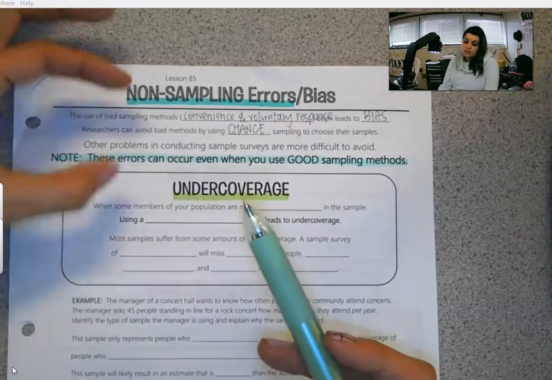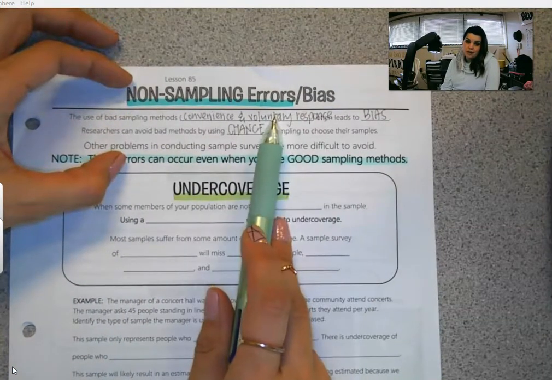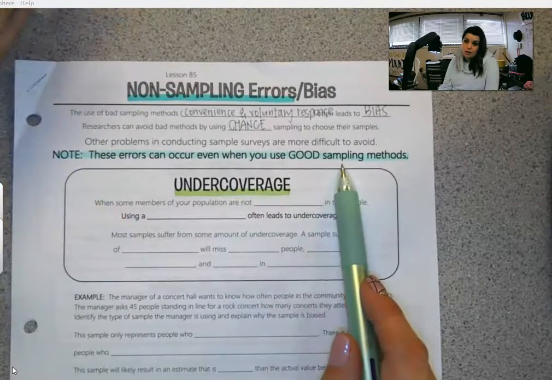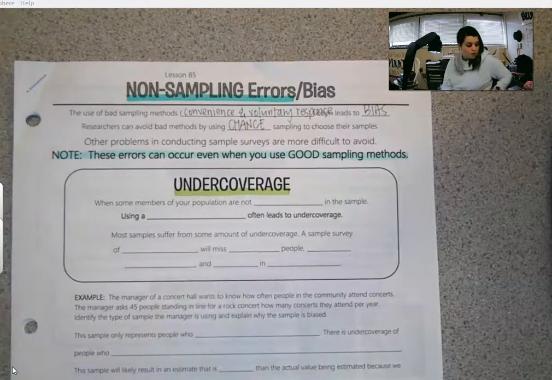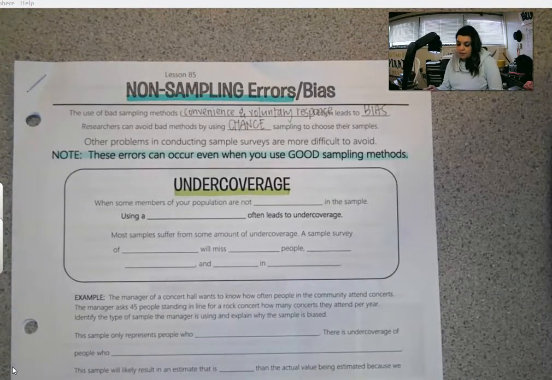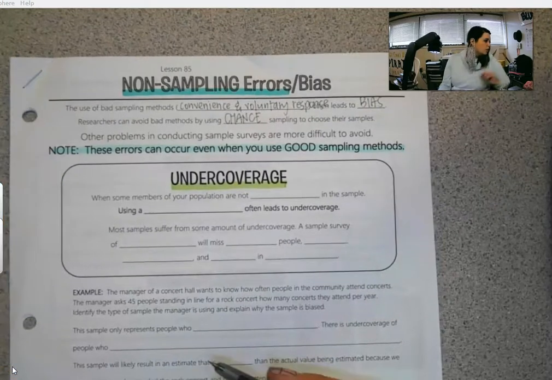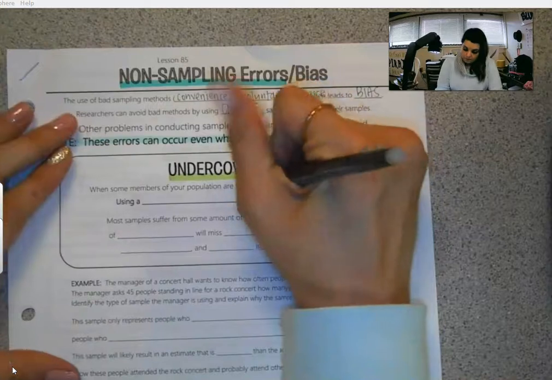So notice that these 2 are connected. These are non-sampling errors or bias. So these can occur even when you take a stratified sample, even when you take a cluster sample. The first one that we are looking at is called undercoverage. This is when some members of your population are not represented in the sample.